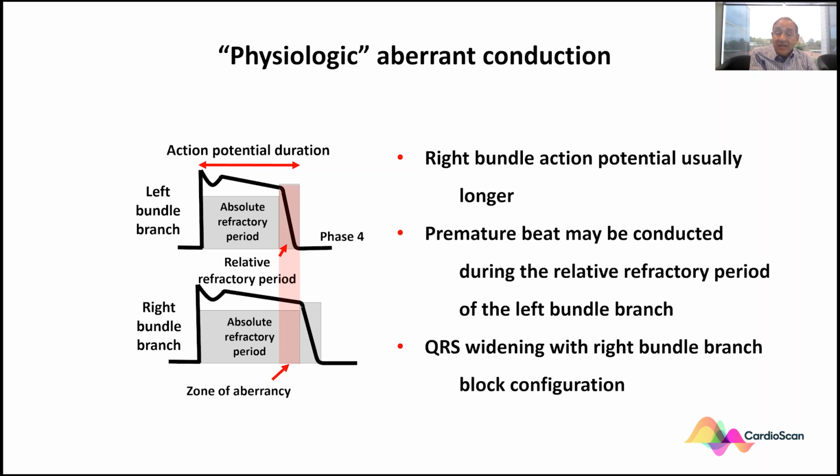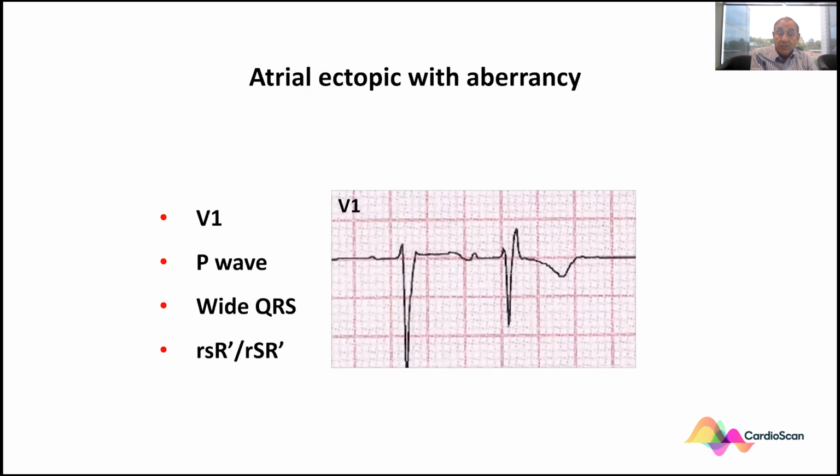So in summary, the right bundle action potential is usually longer. Premature beats may be conducted during this relative refractory period of the left bundle branch. QRS widening with right bundle branch configuration therefore occurs.